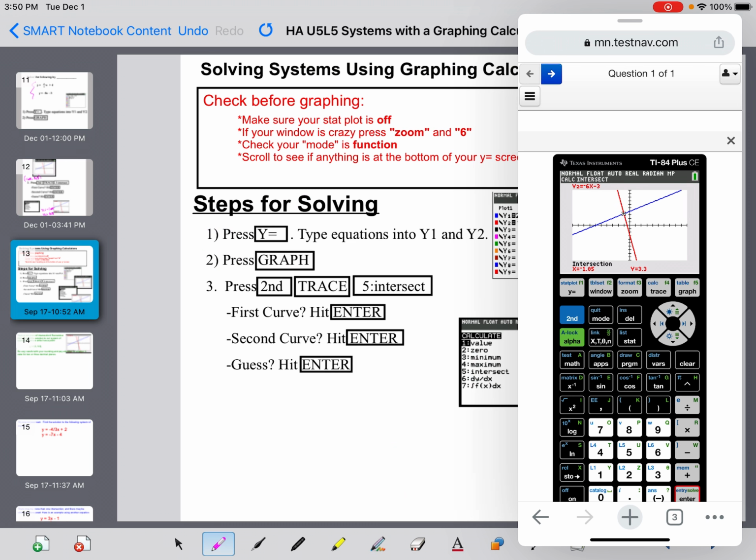So here's just a list of all of your steps. Here are checklists that we went through to make sure our graphing calculator was set up. And then here's the steps for solving. I'm going to put another one up on the screen.